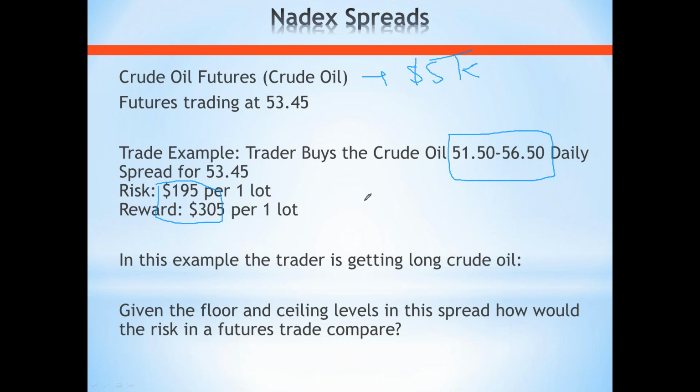So in this example, I'm getting long crude oil. Given the floor and ceiling levels in the spread, how does the risk compare to the underlying futures when approaching it this way? Let me put it this way. How many of you would feel comfortable with this trade setup if the risk looked more like this? If it looked a little bit more like this. Per one lot, per contract.